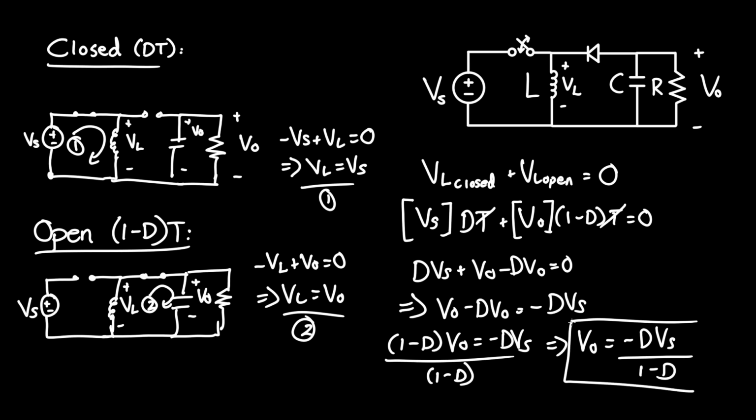And this is the voltage relationship of a buck-boost converter. You can see that since the duty cycle is both in the numerator and denominator, Vo can be both greater than or less than Vs, based on the values you choose for it.